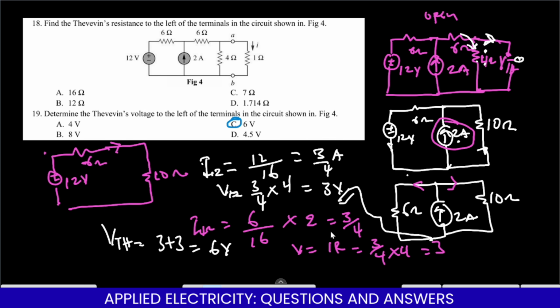Why are we saying it is the same as the 6 volts? It is because this side is parallel to this. So the voltage in this 4 ohm is the same as the voltage here.